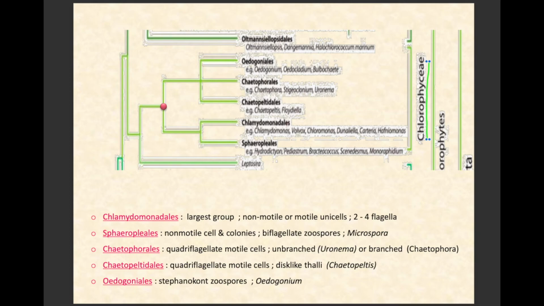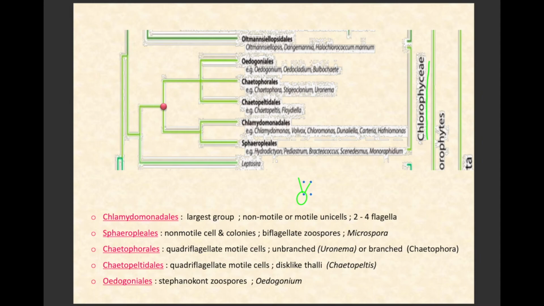We have your Chlamydomonadales. That's your Chlamydomonas. Diyan siya nabibilang. So, siya yung mukhang ganyan. Chlamydomonas, yung may dalawang flagella. Yung pinag-uusapan natin kanina pa. So, this is the largest group na composed of non-motile to motile unicells na usually merong 2 to 4 na flagella.